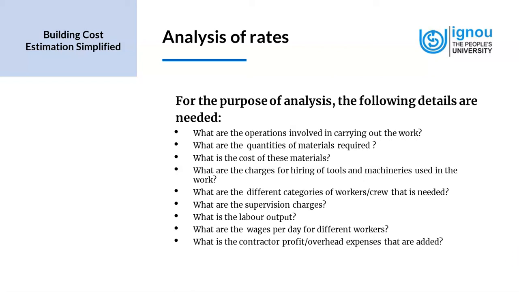The next is, what is the contractor profit or overhead expenses that are added? Even though the main chunk of the cost is attributed to material, labor, and equipment costs, there is the aspect of contractor's profit and also overhead expenses that need to be added to get the final cost estimation. And so we also need to know what this particular factor would be.